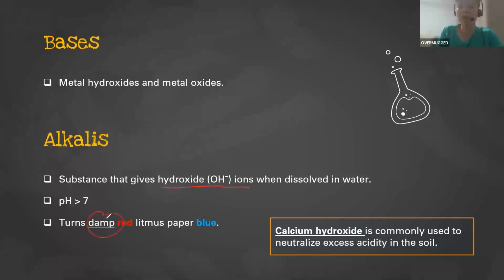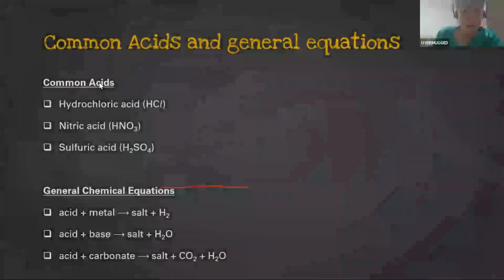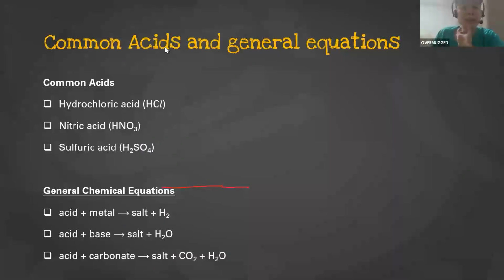So the same thing needs to be damp as well. Common exam question, 3 mark, 1 mark, can be MCQ or open-ended. What can you add to the soil to neutralize the excess acid? Try not to use wet, use moist and damp. If you use wet, your teacher may give you the benefit of the doubt. Right, so these are some common acids that you will see very often, just 3.